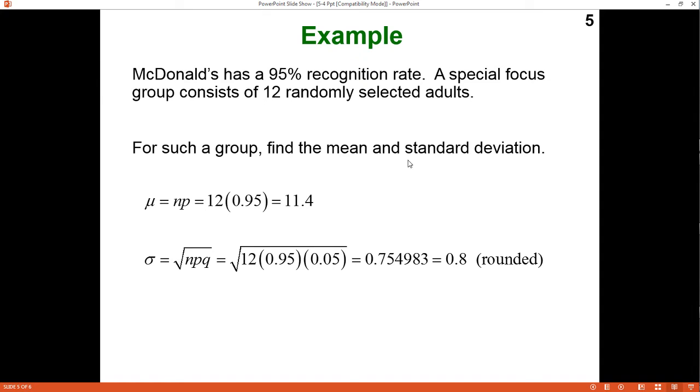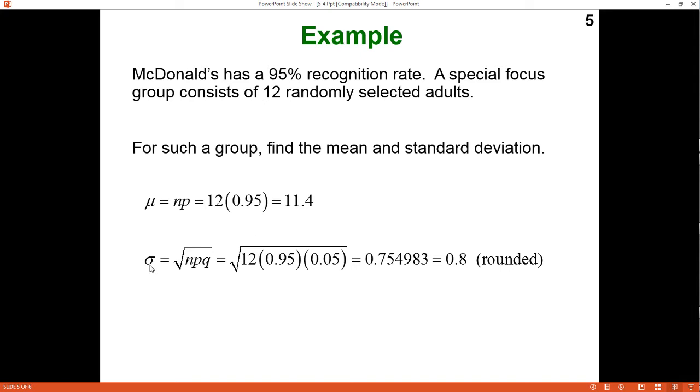So we multiply 12 times 0.95 and we get 11.4. So that's the mean. It's the average out of a group of 12 that would recognize McDonald's as a company or as a logo.